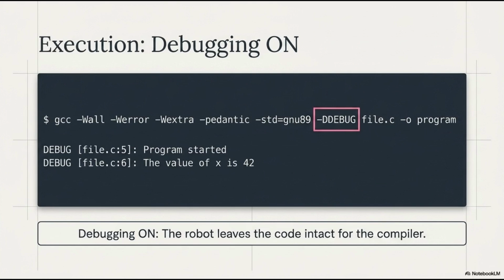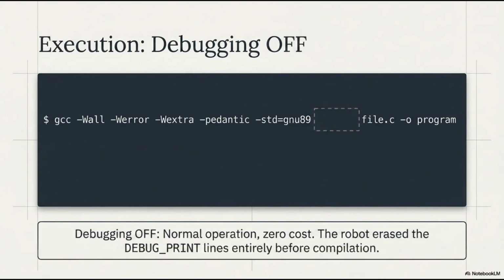This brilliantly illustrates the true power of the preprocessor. On the top, we compile with our standard flags, but we add -DDEBUG. When we run it, boom, our console prints out DEBUG: file.c, line 5, program started. The robot left the code intact. But check out the bottom. When we compile normally without that flag, it operates at zero cost. The robot erased those debug print lines entirely before compilation even started. It didn't just mute them, they are completely gone. Your final production executable is smaller and it runs faster.